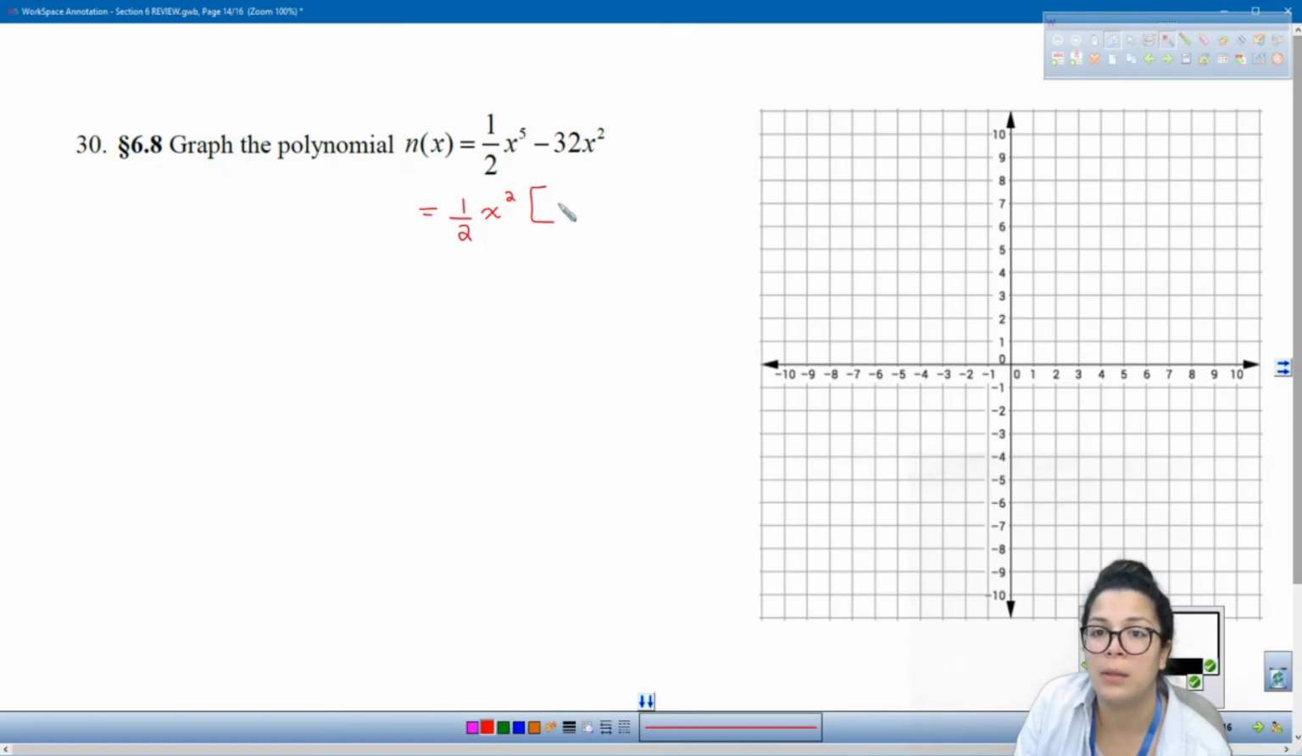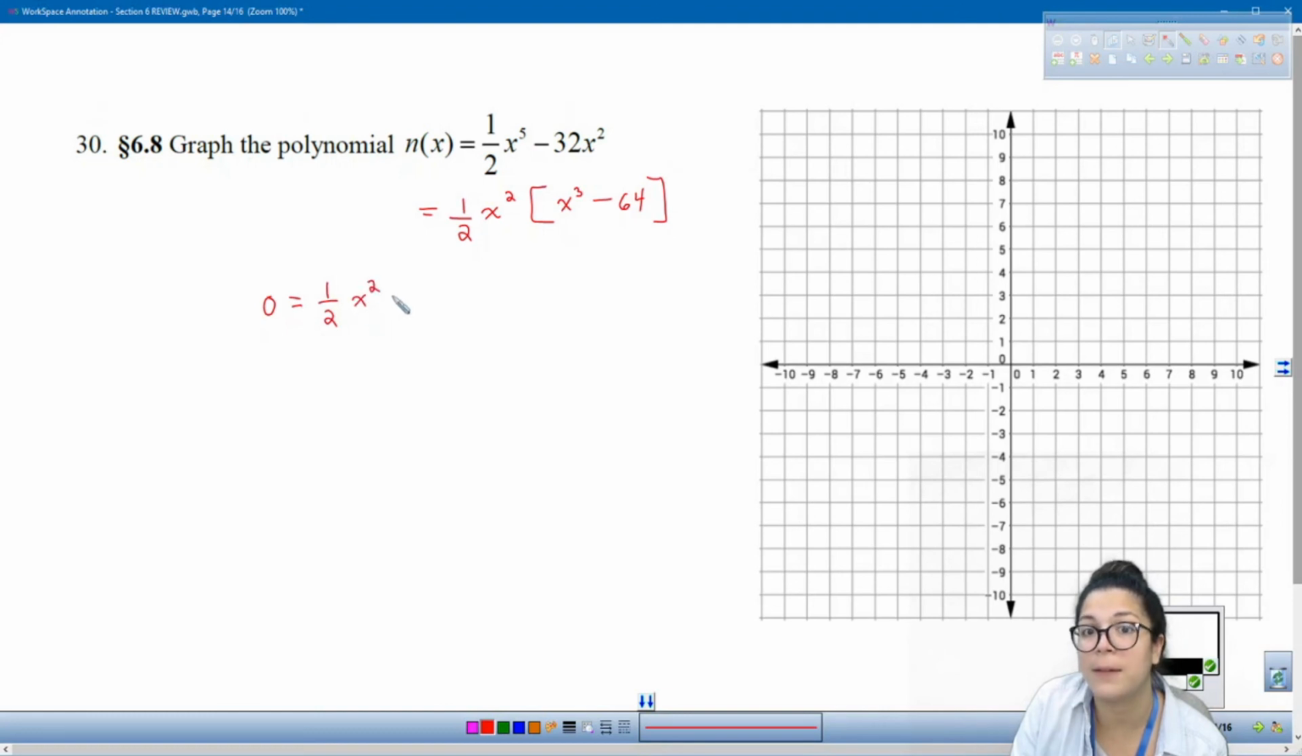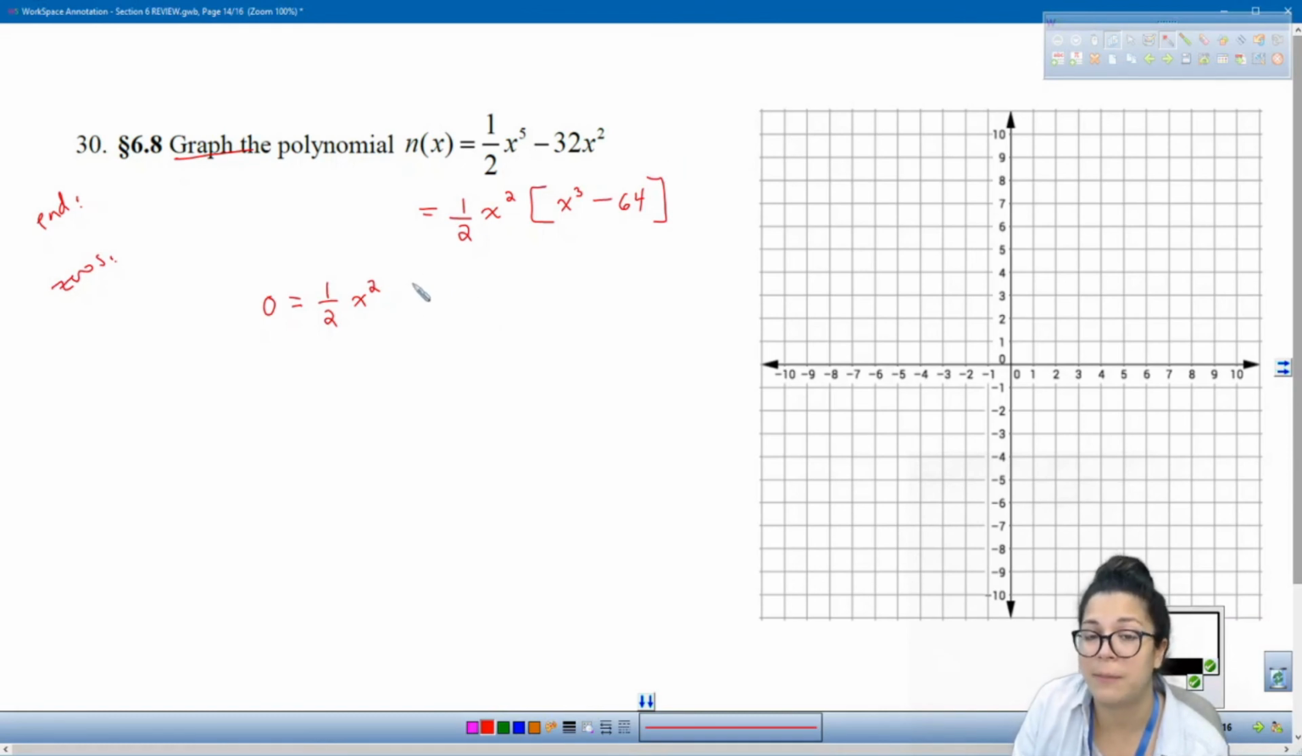1/2 times 2 is 1. And then x to the power of 5 divided by x squared is x to the power of 3. Negative 32 times 2 is negative 64. And then x squared divided by x squared would just be 1. Now, x cubed minus 64, both of these are perfect cubes, okay? And the reason why I'm doing this, right, is because I need to find the zeros because I'm graphing. I also need to find the end behavior. I already have that, I just haven't written it out. But the end behavior I need and the zeros I need. So right now I'm working on the zeros because I'm factoring.